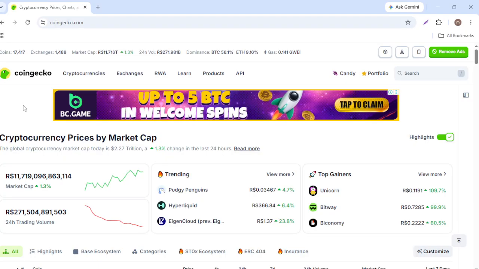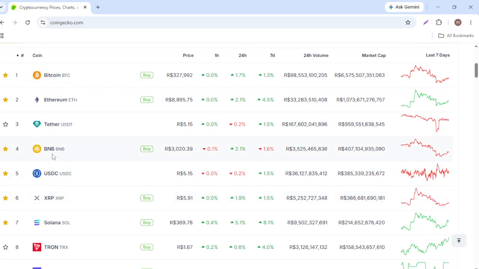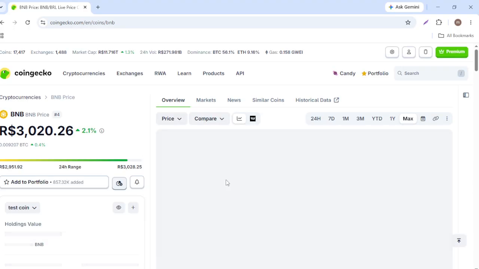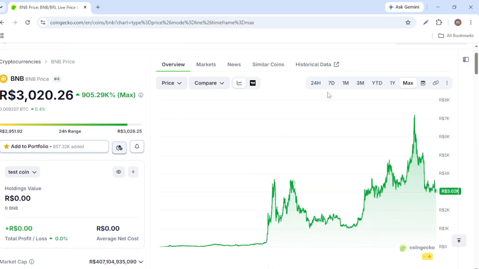First, navigate to the specific coin page on CoinGecko.com, the interactive chart. By default, you'll see a price chart. Above this chart, you'll find a range of time selectors from 1D, 1 day, all the way to max. Customizing the view. Clicking these buttons updates the chart instantly.